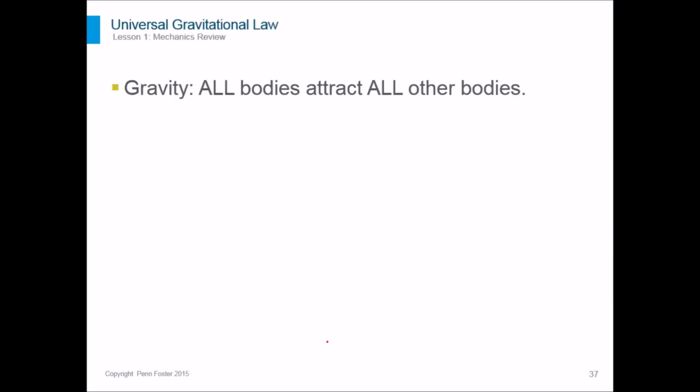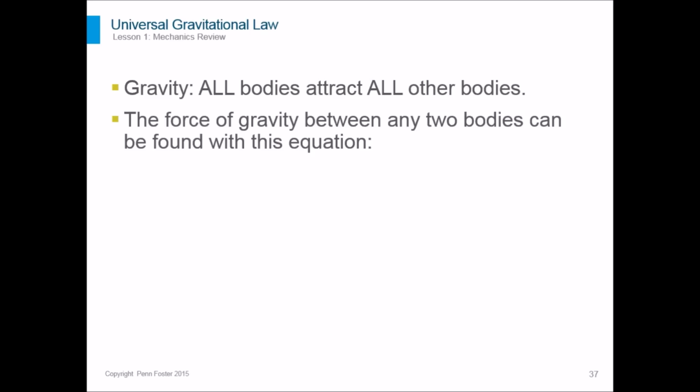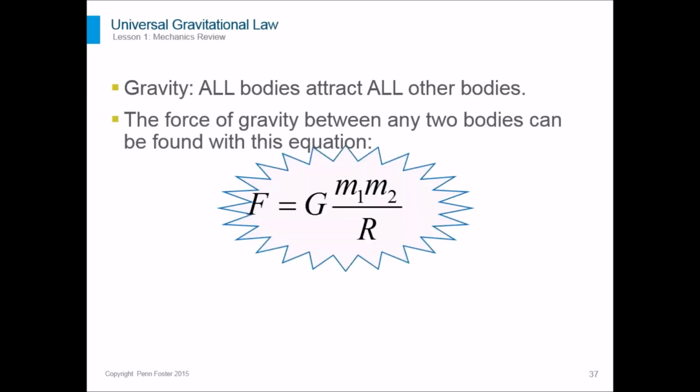The last part of this section is about gravity and Newton's universal law of gravity, and that is that all bodies in the entire universe attract all other bodies. And the force that affects them is based on these things: the masses of the two objects and the distance between them. And this is the equation that you have for it.